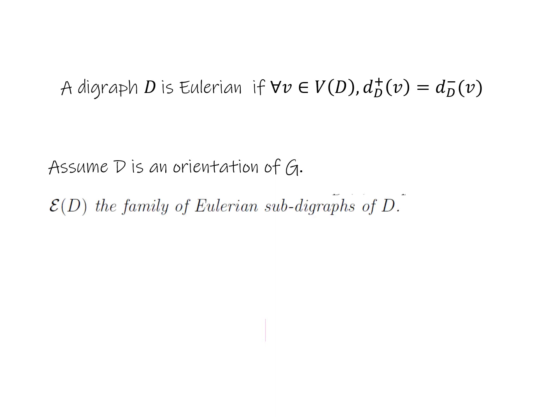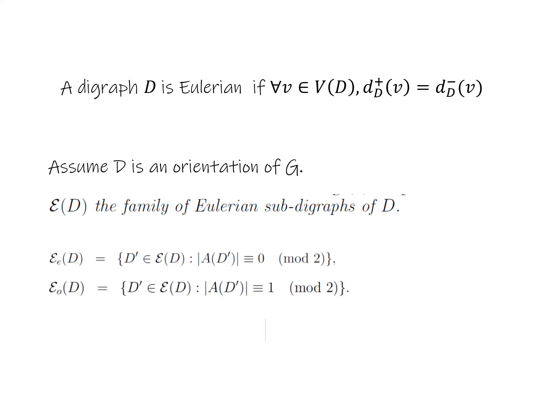We denote by ED the family of Eulerian subdigraphs of D. So each Eulerian subdigraph is a spanning subdigraph of D that has each vertex in-degree equal to out-degree. We will treat each Eulerian subdigraph as a subset of the arcs of D. And we use EED to denote the family of the Eulerian subdigraphs with an even number of arcs, and EOD those with an odd number of arcs.